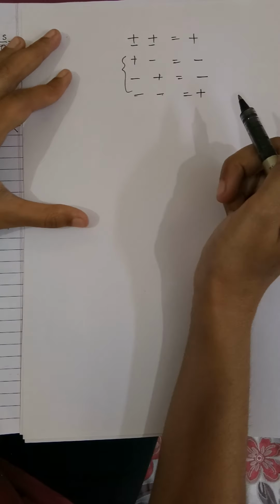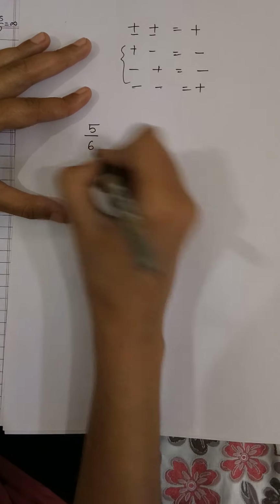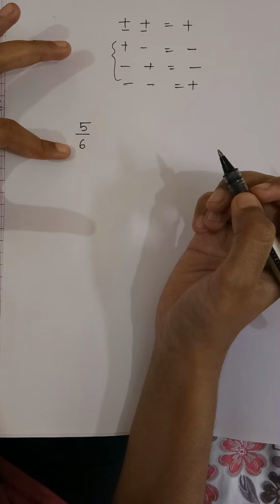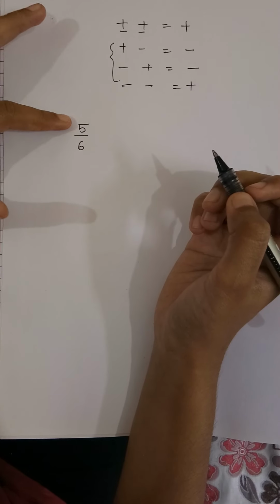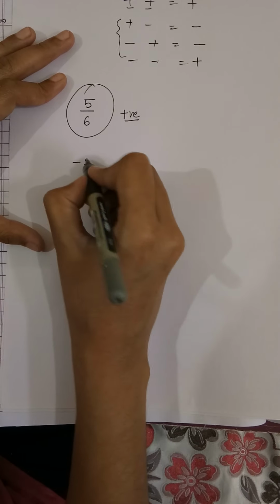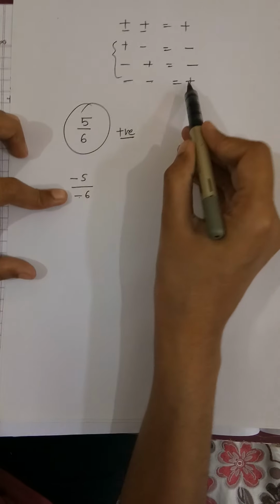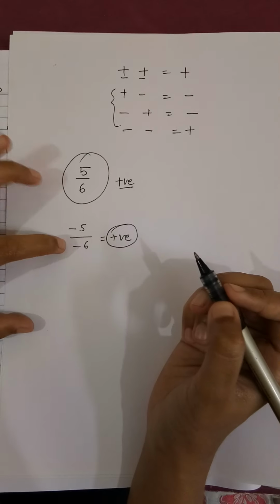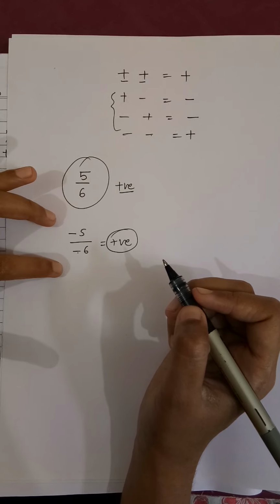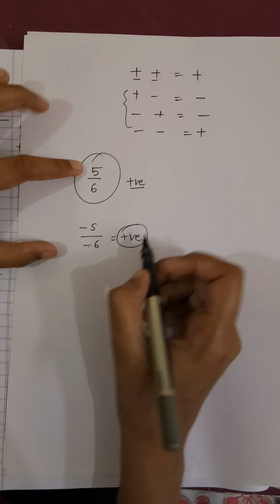Now see how I'm going to identify whether my rational numbers are positive or negative. If I write 5 upon 6, this is a rational number. Since no sign is there in front of 5 and no sign is there in front of 6, both are positive, and positive upon positive is positive. So this is my positive rational number, right? Now I write minus 5 upon minus 6. In these two, minus minus is there, and what is minus minus? Plus. So this is a positive rational number. When both the signs in numerator and denominator are minus, then it will be plus. If both the signs in the numerator and the denominator are plus, then it will be plus.